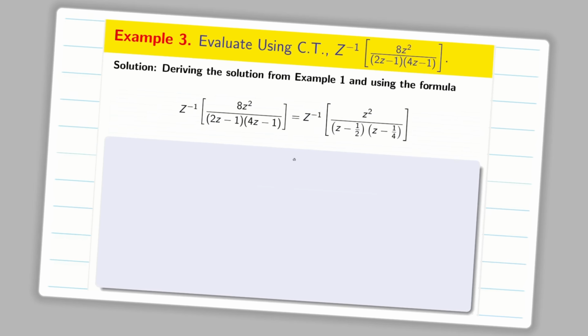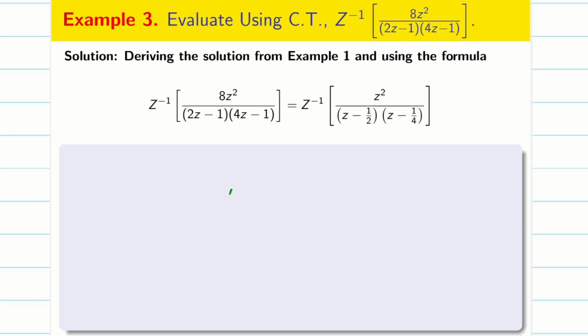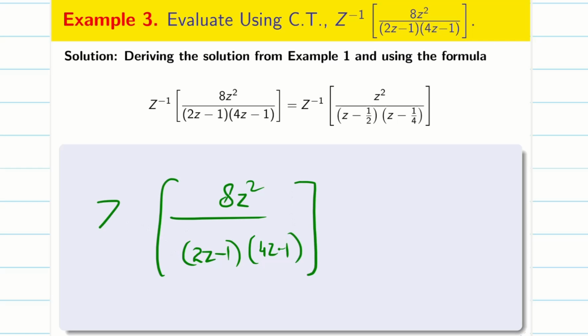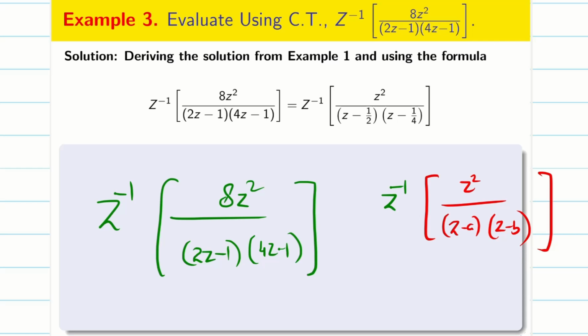Next, they can ask some problems like this: 8z square divided by 2z minus 1, 4z minus 1. Now, students will do some errors. They will derive z inverse of z square divided by z minus a, z minus b. Now, in some small confusion, they will take a equal to 1, b equal to 1 by seeing the question in an improper way. It should have the form z minus a, z minus b, but this is not in that format.